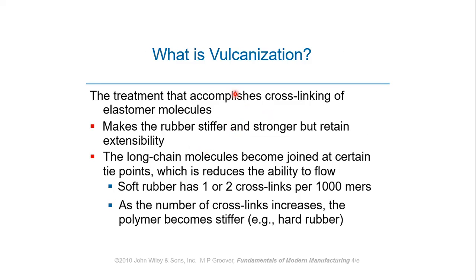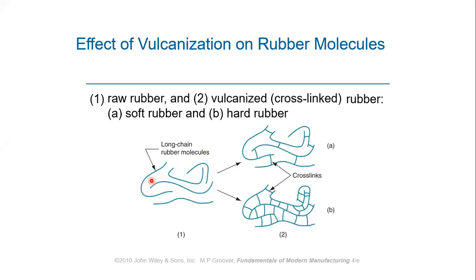To know a little bit about vulcanization, the treatment that accomplishes cross-linking of elastomer molecules. Basically, I'll show you an image. Initially, the long rubber chains are like this. They're very long rubber chains. These are the raw rubbers. This is also a chain, but these chains are not connected to each other yet.